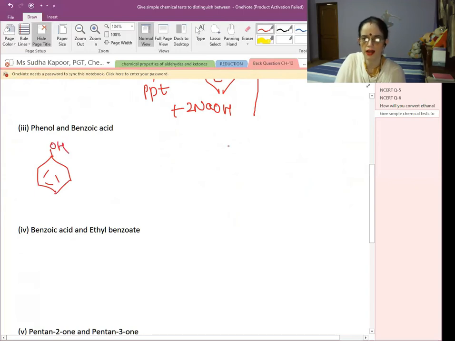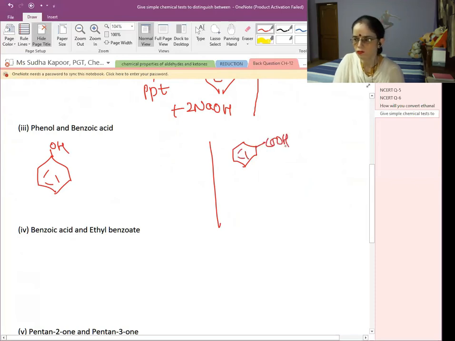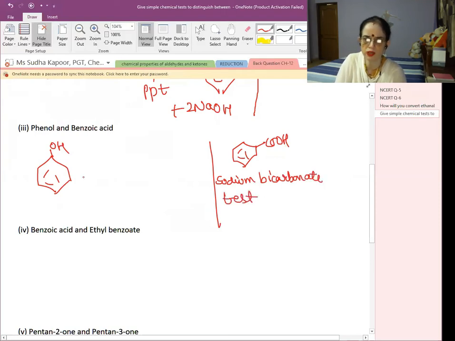Phenol and benzoic acid. For phenol and benzoic acid, we can use the sodium bicarbonate test. Sodium bicarbonate test can be used. Carbonate test, which will be given by benzoic acid but not by the phenol. This test, sodium bicarbonate test, will not be given by it. So it becomes a distinguishing test. Bicarbonate test not given by phenol.